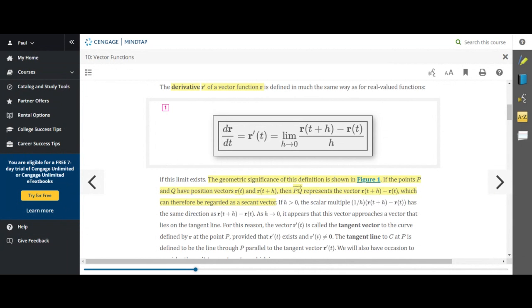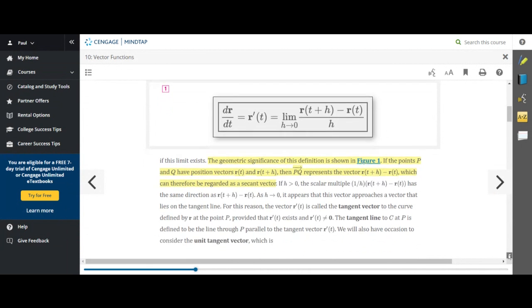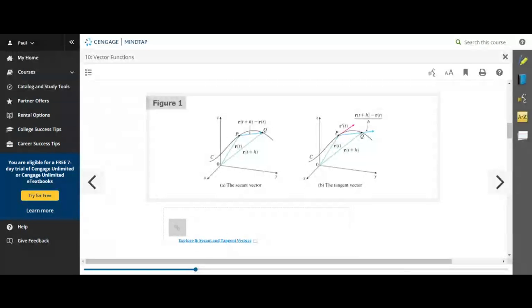In terms of a vector, the derivative of a position vector or a vector function is defined as you see it here. dr/dt is the limit as h approaches 0 of the quotient of the position vector r of t plus h minus r of t, over h. And it makes perfect sense, this definition. If we look at figure 1, the definition makes perfect sense.